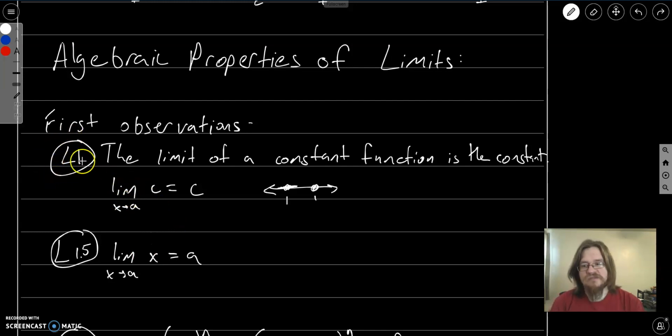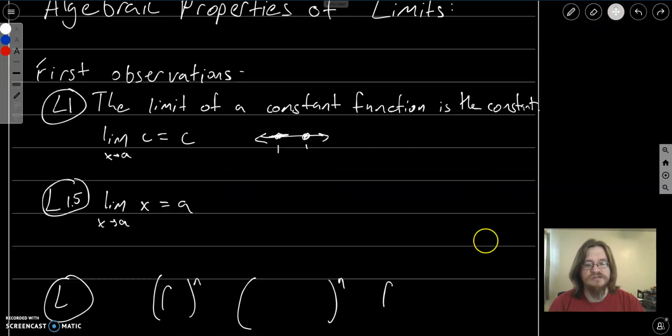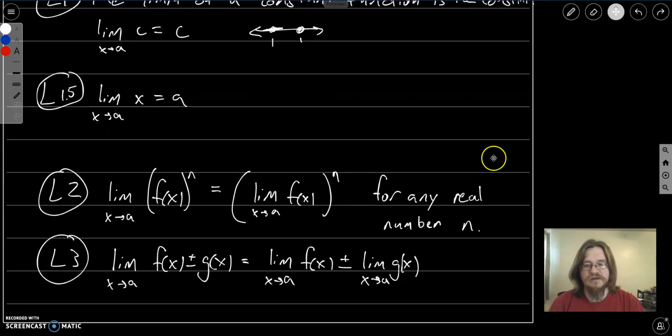When I was looking through the textbook, it gives names to some of these observations. So this they called L1. This they didn't explicitly mention anywhere, so I've given it my own name, L1.5, because it feels like it should be the second thing on the list. So now that we've got the limit of a constant function and the limit of what's called the identity function, we can start expanding things now.